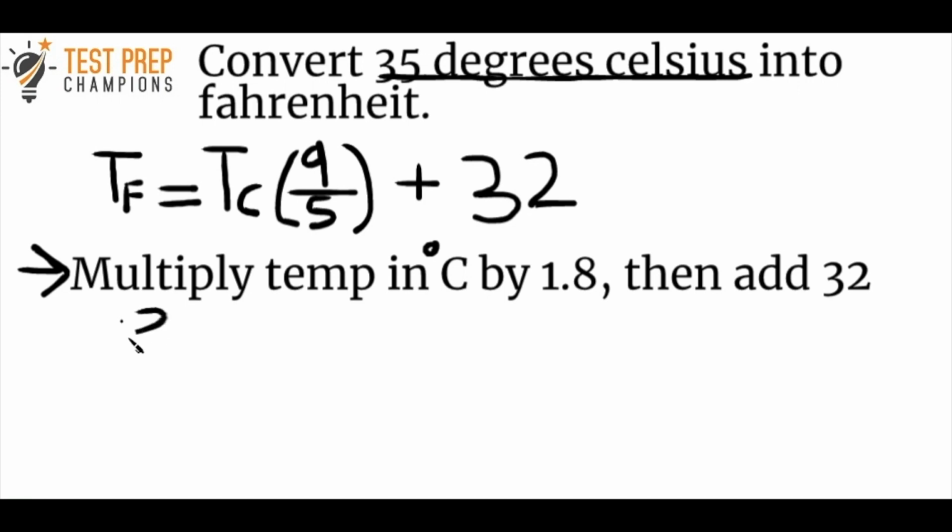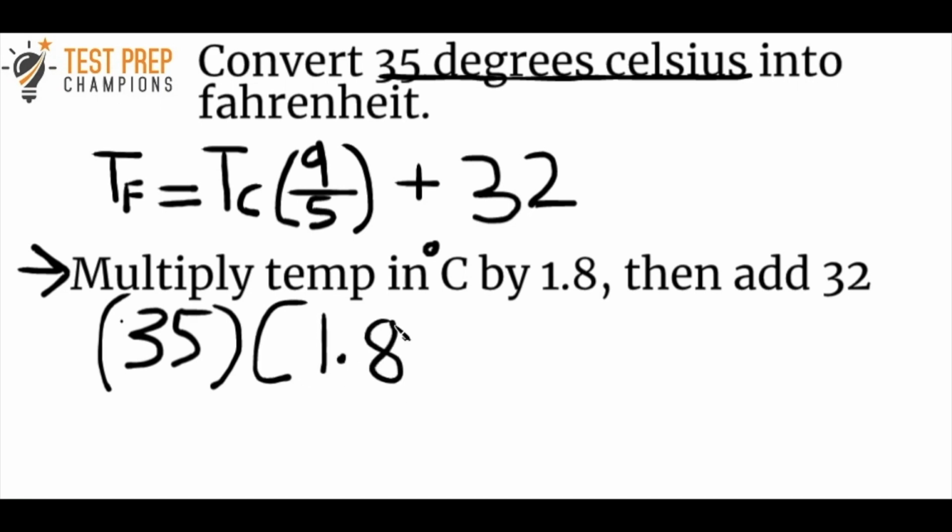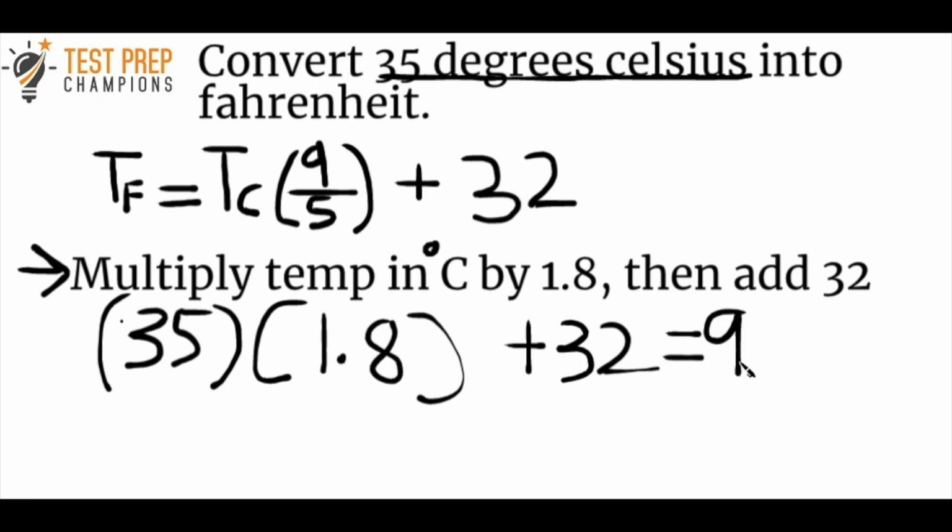So we just take that temp in degrees Celsius, which is 35. We take that temp and multiply it by 1.8, and then we just add 32. You throw this in your calculator, and you'll get the answer, which is 95 degrees Fahrenheit.